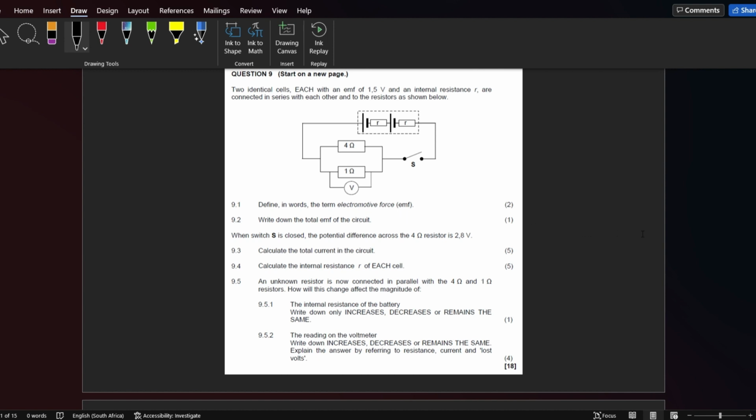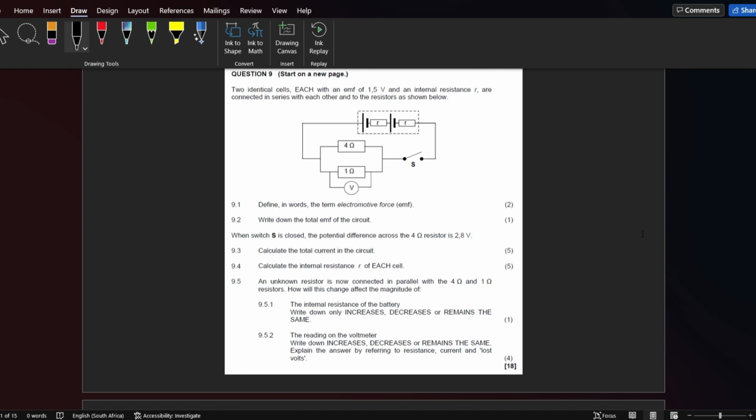So the definition for EMF is simply the maximum amount of energy that a battery or a cell can give to a coulomb of charge passing through it. So it's the maximum amount of energy per coulomb of charge that a battery can give to each coulomb of charge passing through it. Okay, question 9.2, write down the total EMF of the circuit.